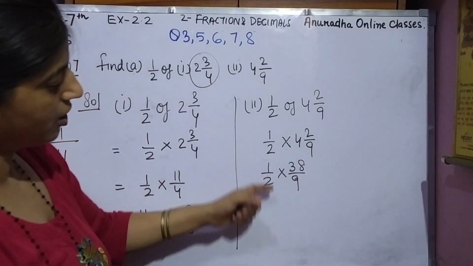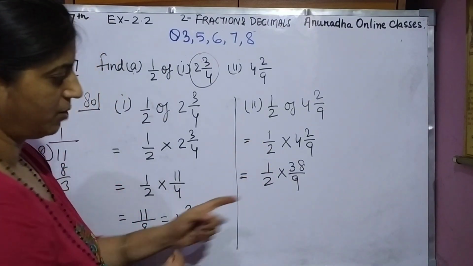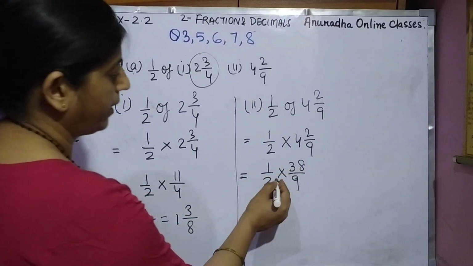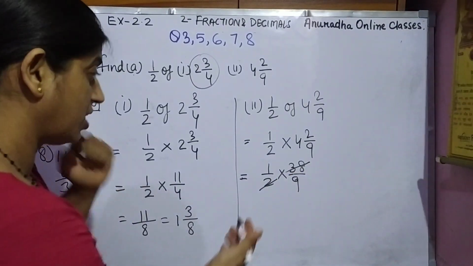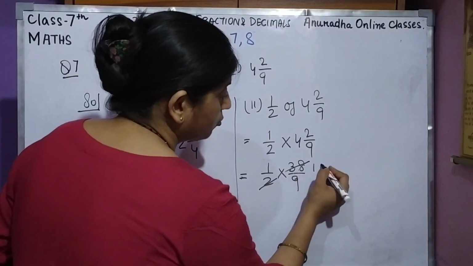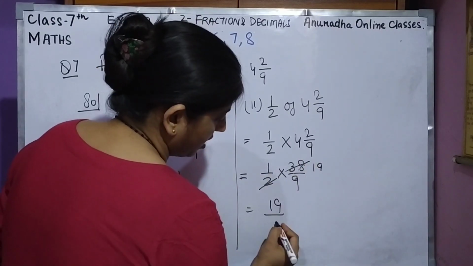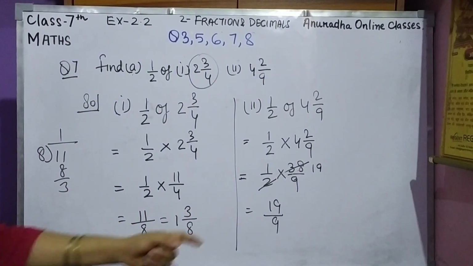अब देखेंगे कोई किसी से कट रहा है. Is any number dividing by anybody? See, any other number? 2, yes, both are even numbers. Cut जाएंगे. 2 ones are 2 and 2 nines are 18. So what is left? 19 ones are 19 और नीचे 9 बच गया.